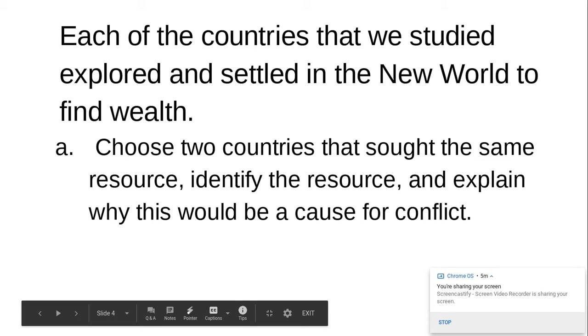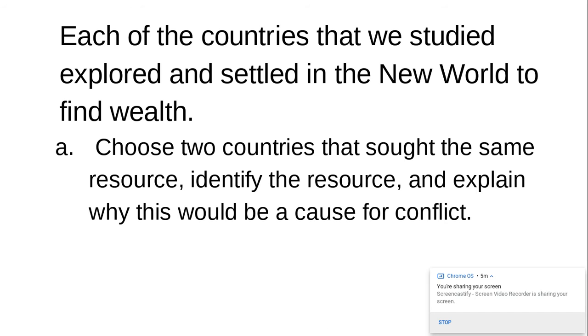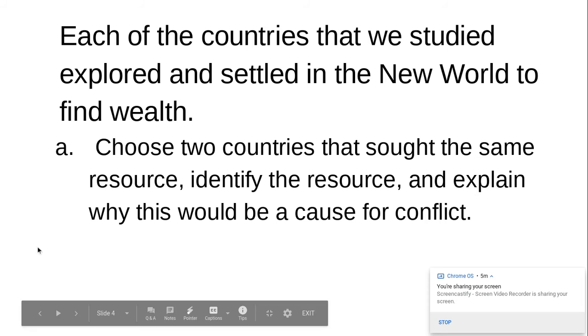Okay, the next prompt from your study guide. Each of the countries that we studied explored and settled in the New World to find wealth. Choose 2 countries that sought the same resource. Identify the resource and explain why this would be a cause for conflict.